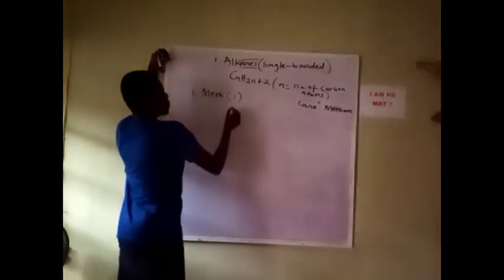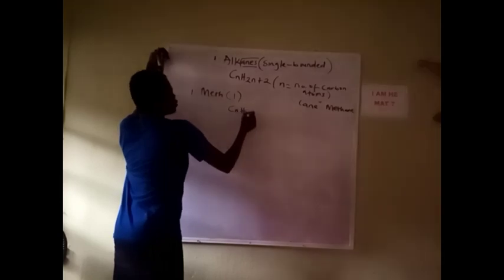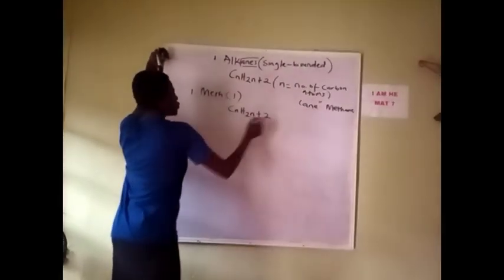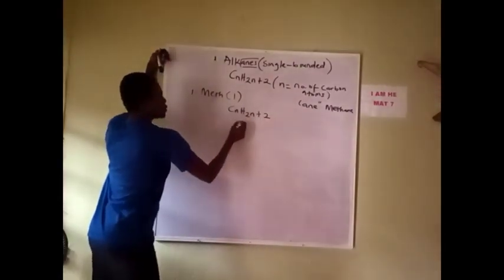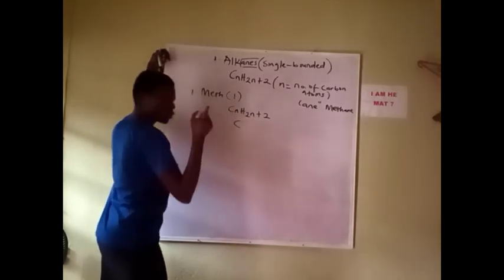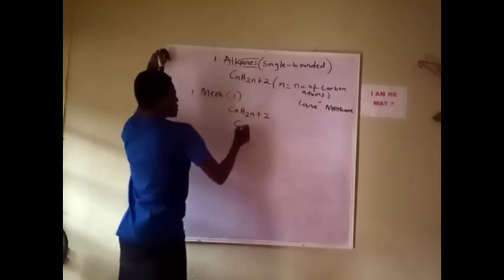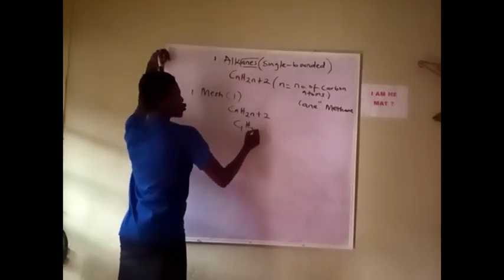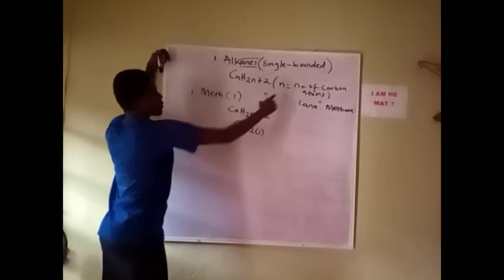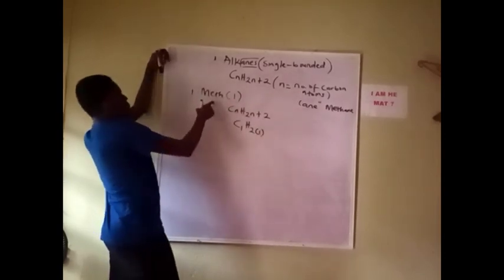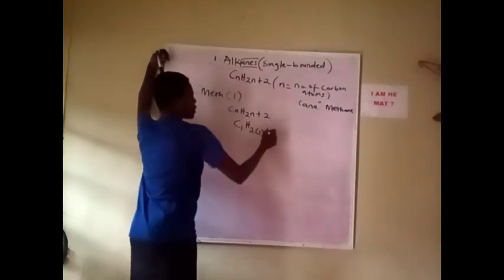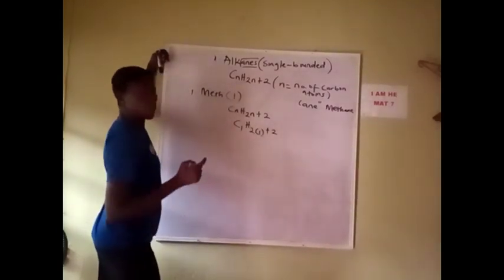So let me put in this formula. We have CnH2n+2. So n stands for 1. So mathematically, I know it's wrong, but we just do it for this video's sake. Okay, C1 H2 times 1. This n is the number of carbons. We are looking for carbon 1, that's meth, plus 2. Okay, so let's see how it goes.